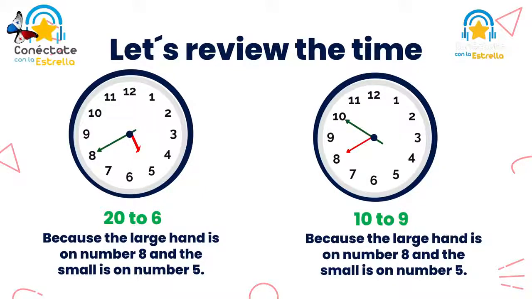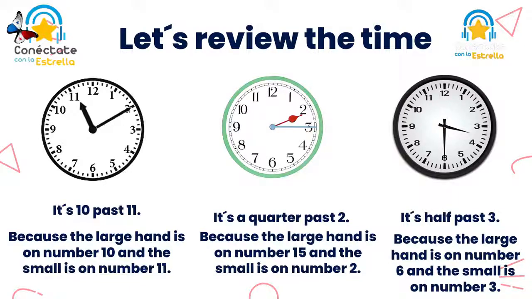10, that means there's 10 minutes to 9, or 10 minutes to the next number. For instance, the small one is at number 8, the large one at number 10, so it's 10 minutes to 9 because there are 10 more minutes before we reach 9 o'clock. All right. Great. So that's the way we read. Yes, that's the way we read.